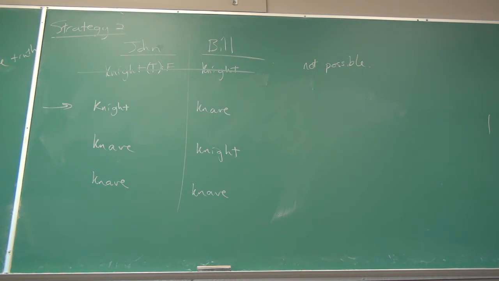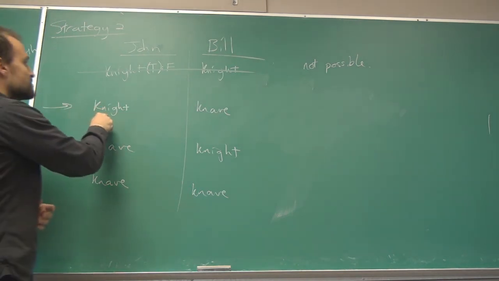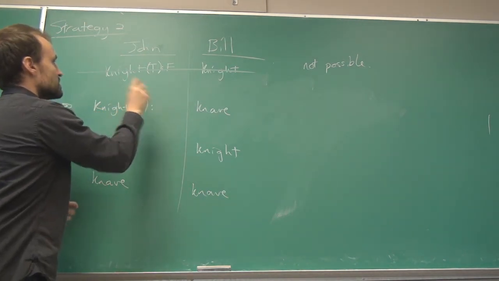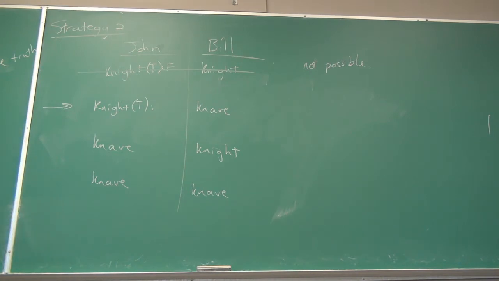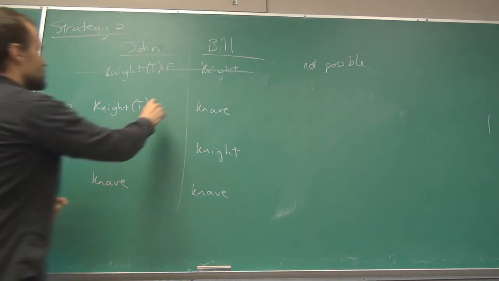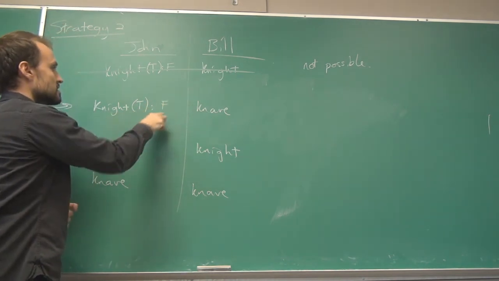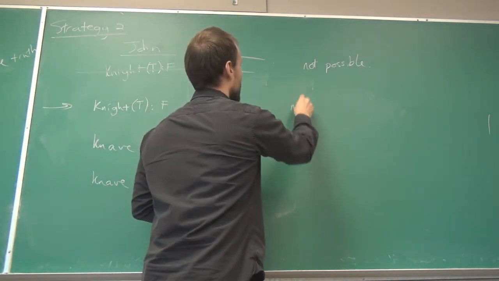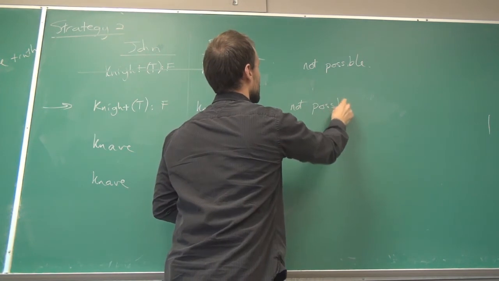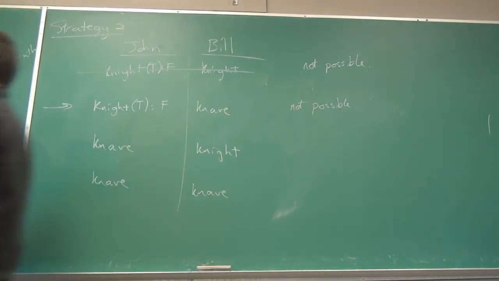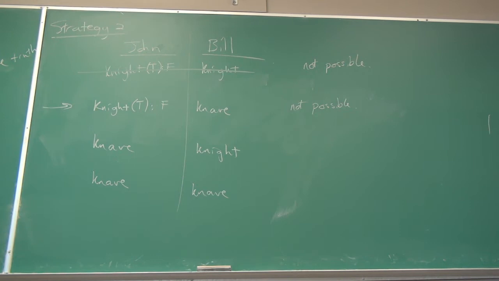Now I didn't do strategy 1 at all. This is now what I could have done. So I don't know what the answer is. But if John is a knight, he has to tell the truth. What is he saying? We are both knaves. In that scenario, is that true? No, it's not true. Inconsistent, not possible. As soon as I find an inconsistency, it's all out.